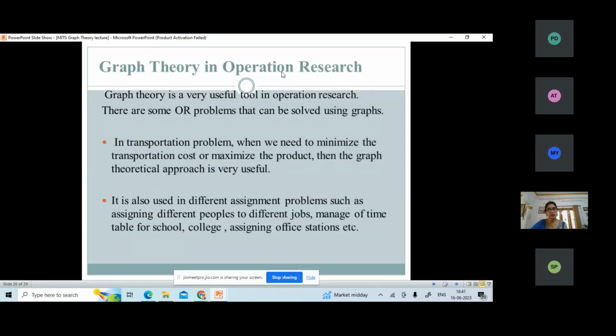Graph theory is also used in operations research, where it is a very important tool. Some OR problems can be solved with the help of graphs. In transportation problems, when we need to minimize the transportation cost, the graph theoretical approach is very useful. It is also used in different assignment problems, such as assigning different pupils to different jobs, management of timetables for school and college, and assigning offices and stations.